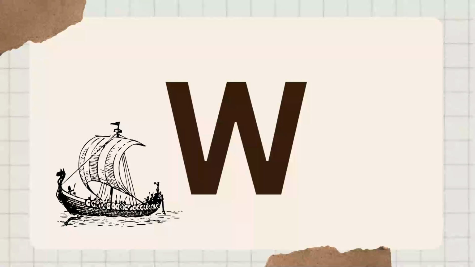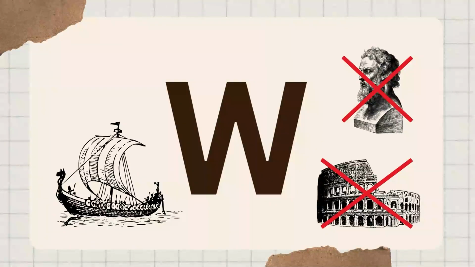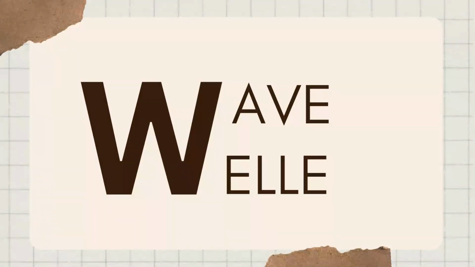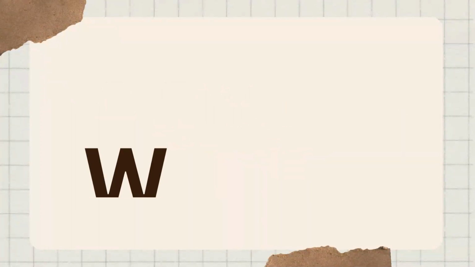The letter W came much later and was initially used in the north. In any case, it was not invented by either the Greeks or the Romans. It's easy to associate it with the English word wave or the German Welle, both of which mean wave. W is simply a waveform. When repeated endlessly, it looked like this.